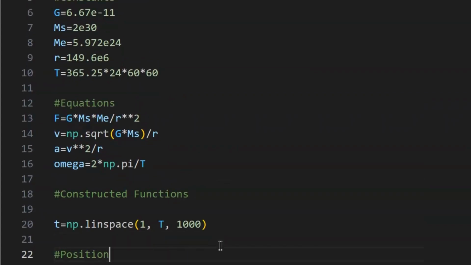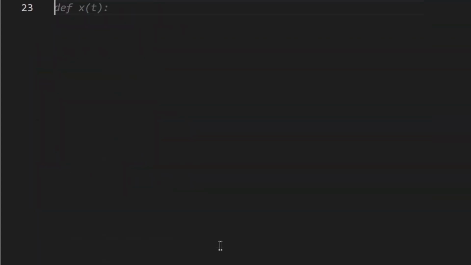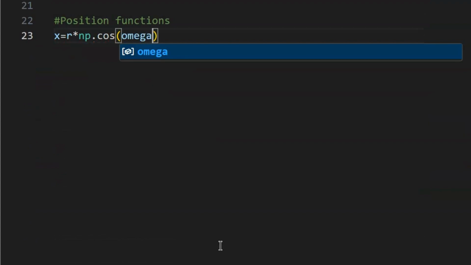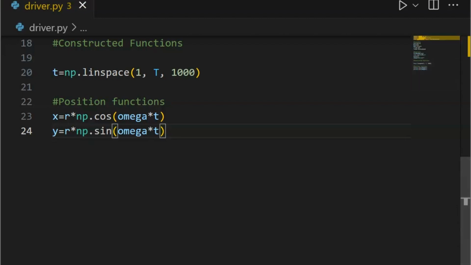Now let's start with the position functions. For the position functions, we have x is equal to r times np.cos(omega times t), because the x function with respect to time t is equivalent to r, the distance, multiplied by cos omega t, which is basically what we have done here. y is equal to r times np.sin(omega times t), which are both the position functions. Just going to save this before proceeding further.